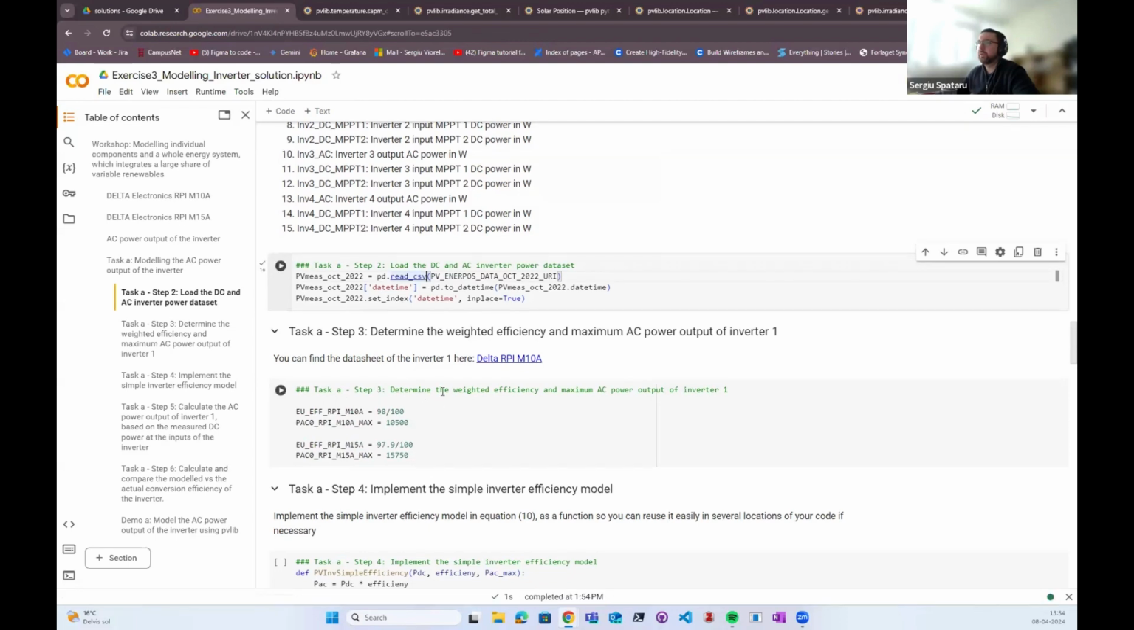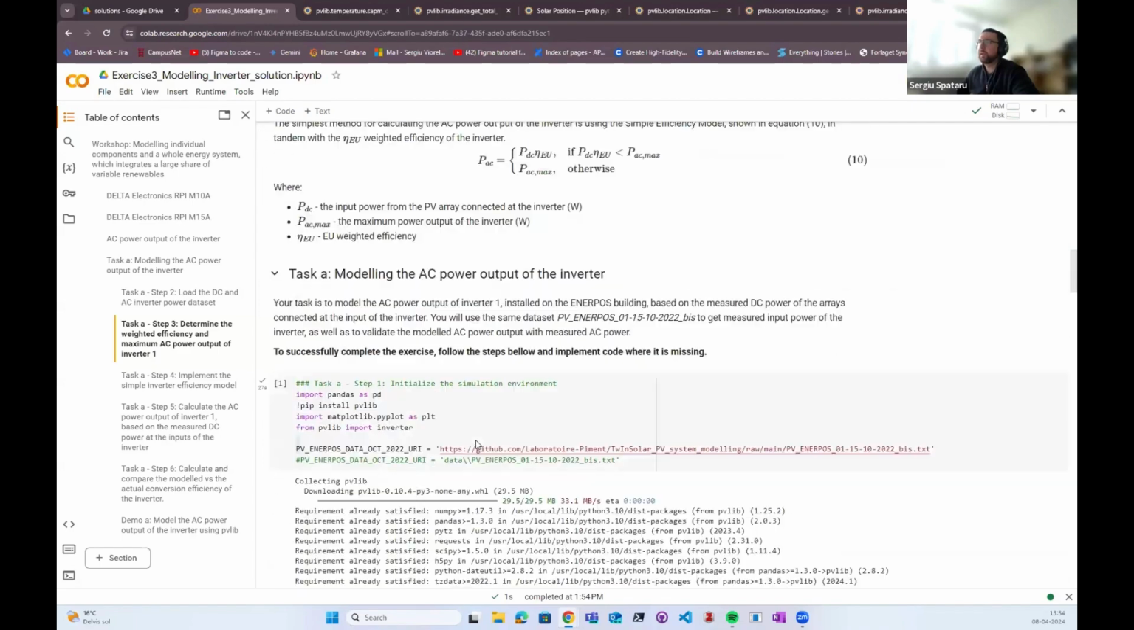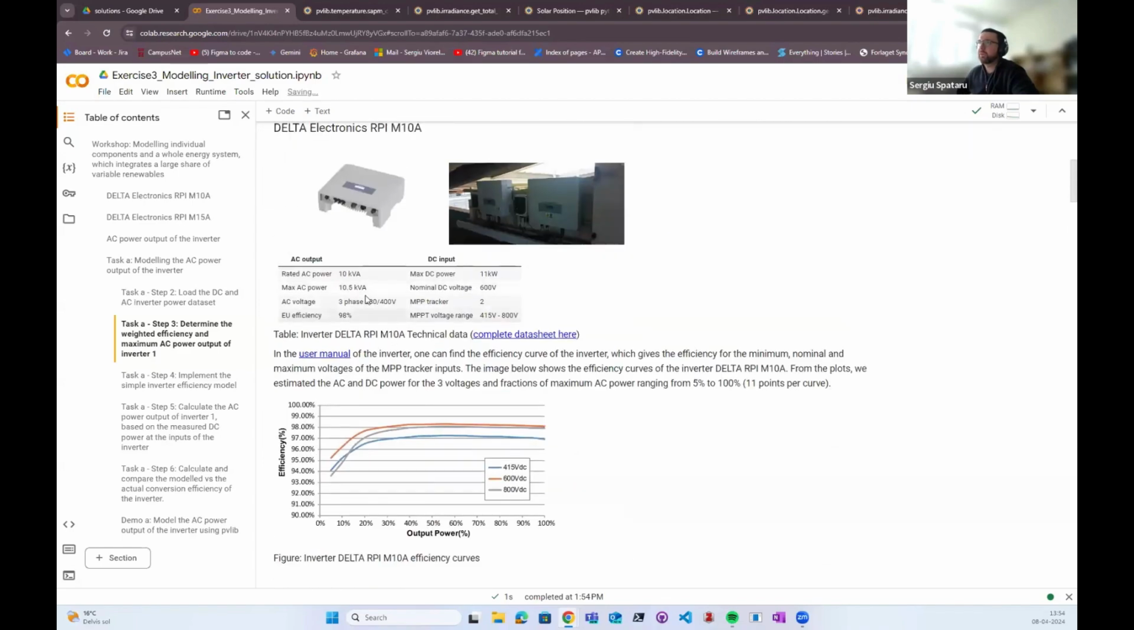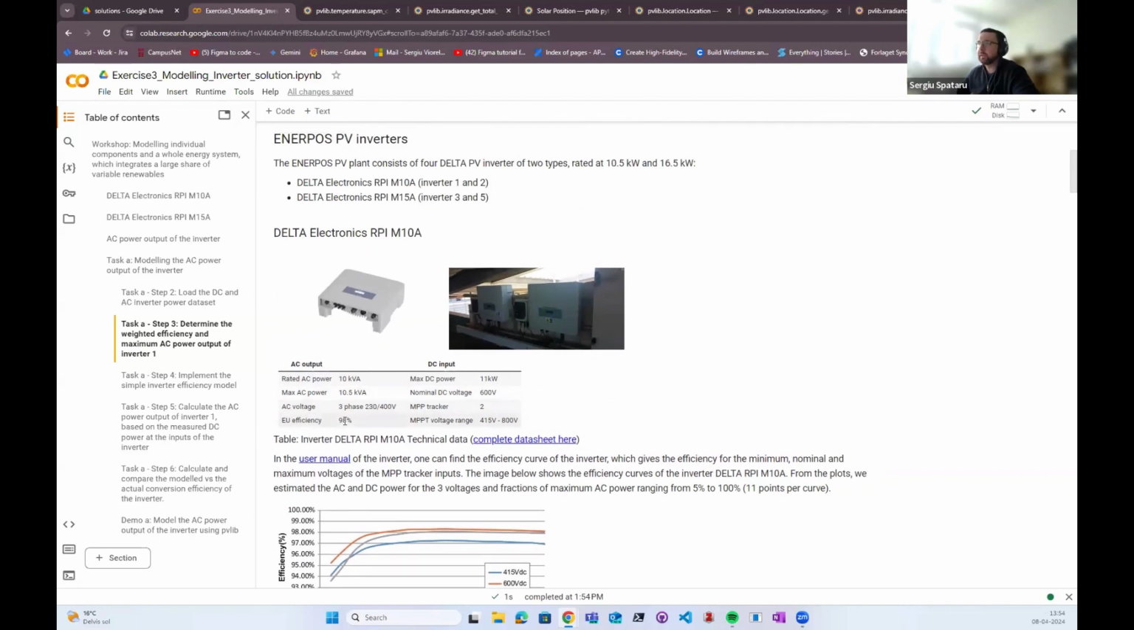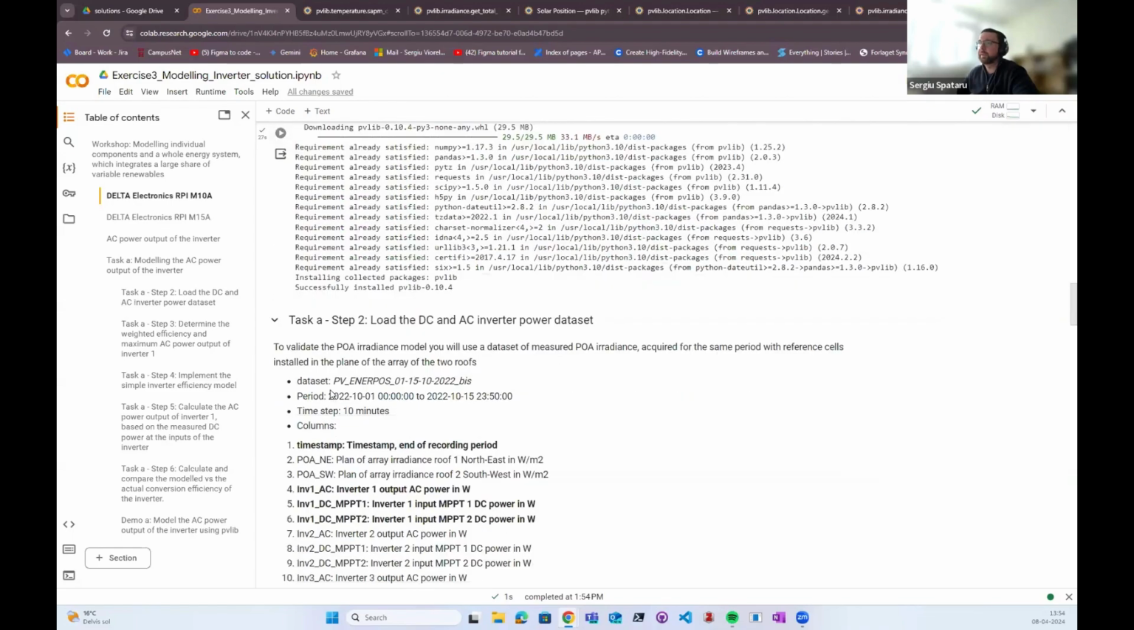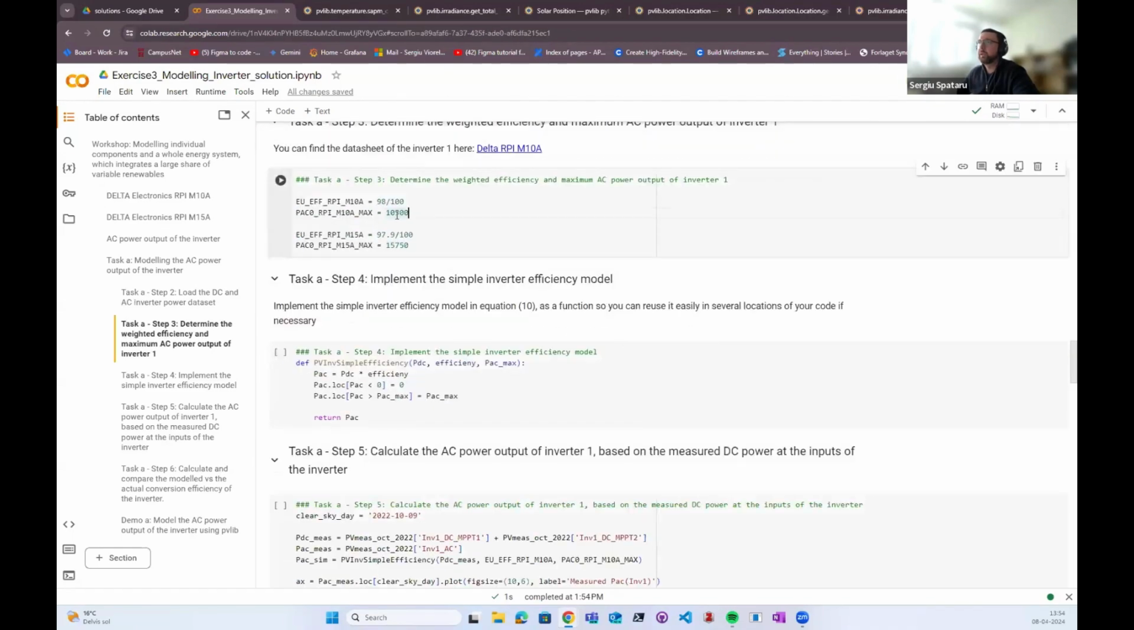Then we need to determine the weighted efficiency and maximum AC power of the inverters. And if we look at their data sheet or what is written here, we see the efficiency for the first one, for inverter 1, is 98, and the maximum AC power is 10.5. And this is what we put in as parameters here. And then we can do the same for the other one if we want to.